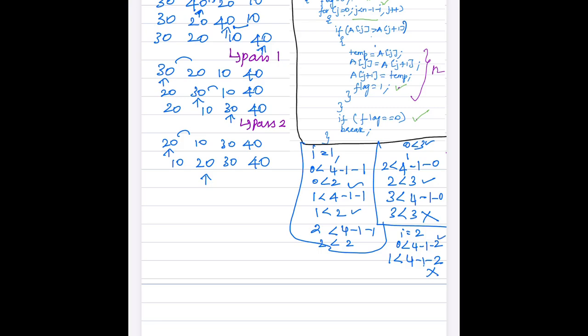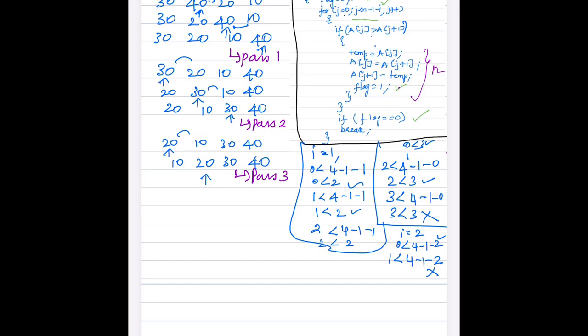So what will happen? The swapping will not happen, and it will come out of the j for loop. And this is your pass 3. Yes, this is your pass 3. Then what do you have to do? You can go on to your i loop.